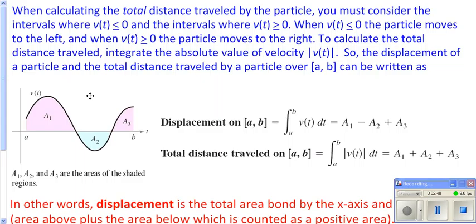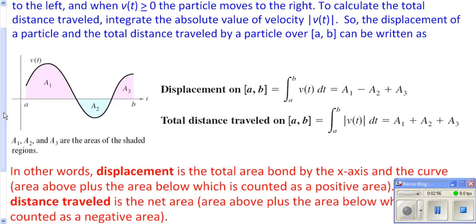Well, now we need to talk about total distance traveled and your displacement. There's a difference between total distance traveled and displacement. Displacement is your area from A to B. So it's going to take this. This is below your axis, so it's going to really take it away. Then it's going to add this, which is above your axis, which is positive. So it's really kind of like your net distance.